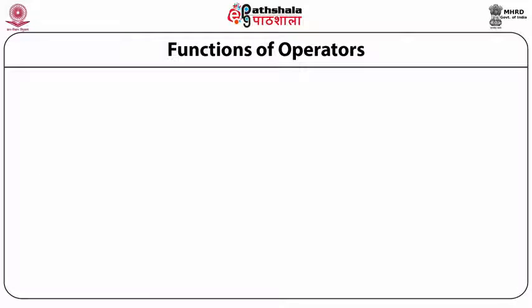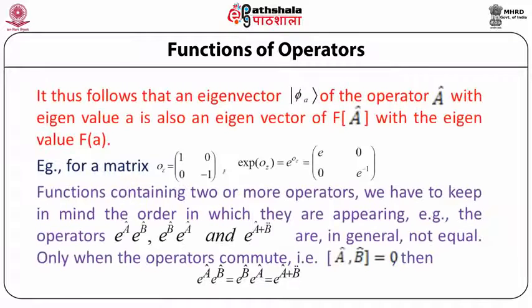Functions of operators. So from our previous relation, we can see that if we have an eigenvector ket vector phi a of the operator A with eigenvalue a, then this is also the eigenvector of the function f of operator A with the eigenvalue f of a. For this, we can consider an example.